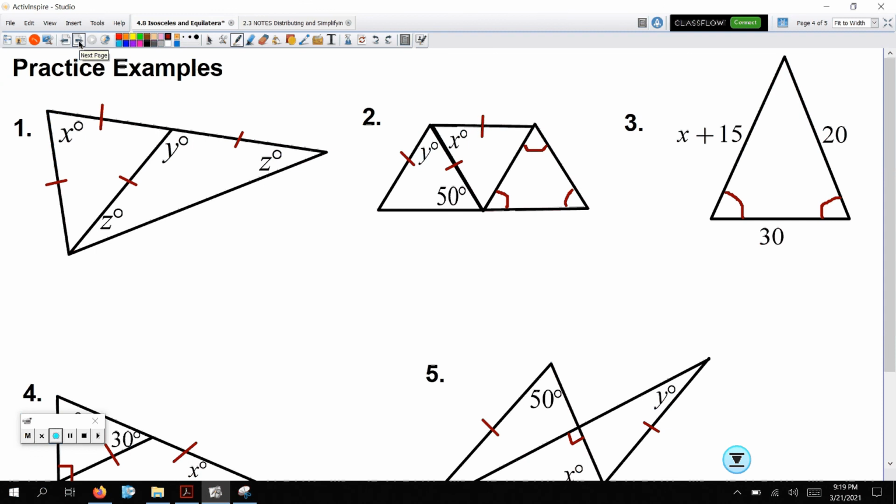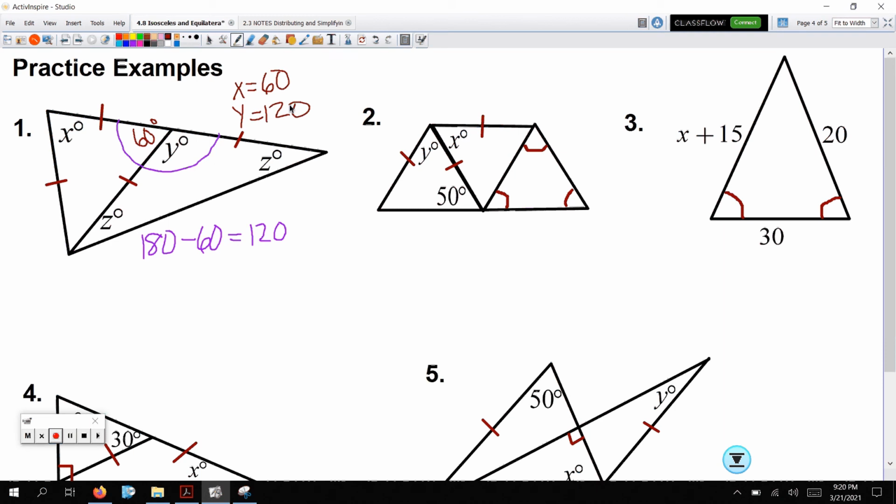Okay. Let's look at some examples here. All right, so first off, I am looking at example 1. I notice that this is an equilateral triangle. So that means X has to be 60 degrees. Okay, so if I know this is 60 here, I can find Y because Y and 60 are a linear pair. So 180 minus 60 equals 120. So Y equals 120.